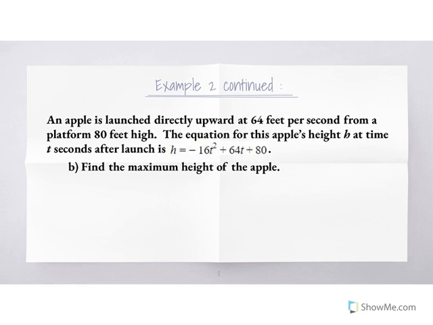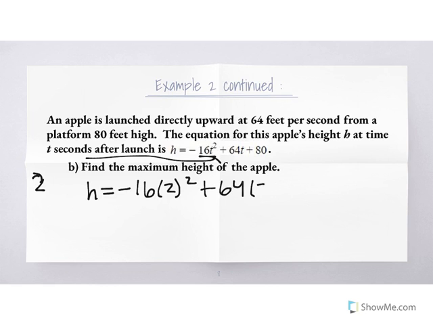Part B of that same example, you're going to find the maximum height of the ball. So again, we're going to plug that 2 seconds into our original formula. So h equals negative 16 times 2 squared plus 64 times 2 plus 80. Now we're going to solve for the y value of our vertex. You're basically finding the vertex if they're asking for max heights, you guys. So now 2 squared is 4. 4 times negative 16, we get negative 64.